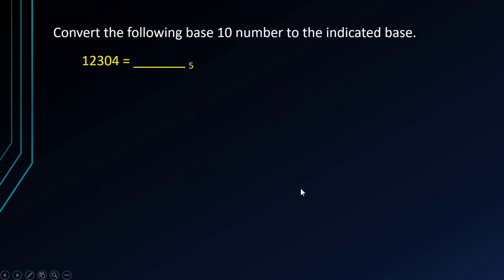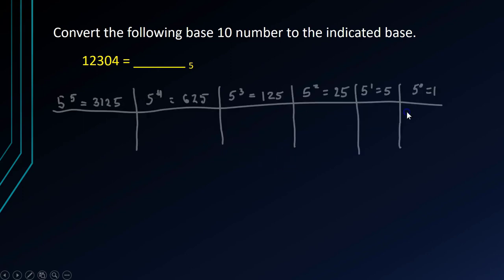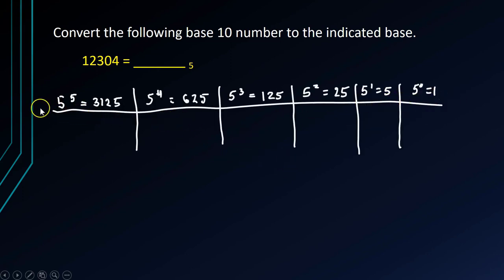Now the number 12,304 in base 5. So I'm going to list my powers of 5. I list all those that are up to and including the greatest that's less than or equal to 12,304. So 3125 is the highest power of 5 that I can get that will be a potential factor of this. So I'm going to take 12,304 and divide it by 3125.